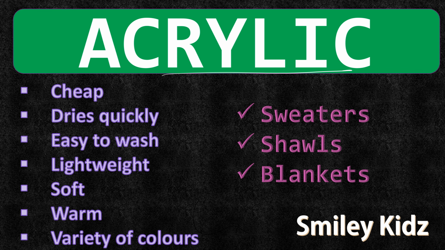Acrylic. Acrylic is another type of synthetic fiber. Acrylic resembles wool. Acrylic is cheap, it dries quickly and it is easy to wash. It is lightweight, soft, warm and it can be dyed into a variety of colors.